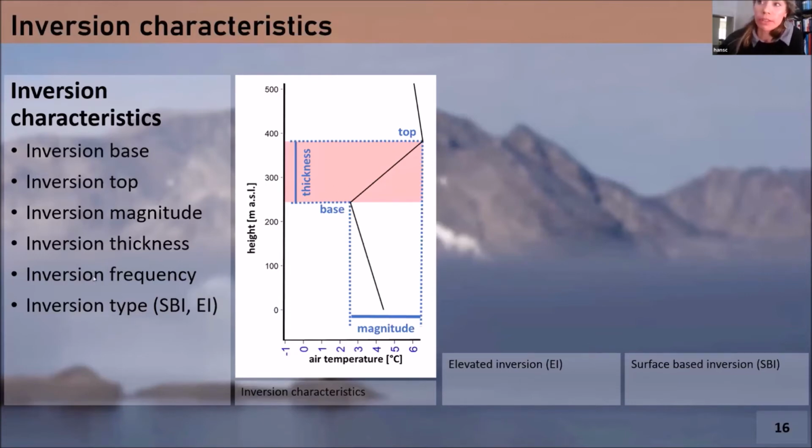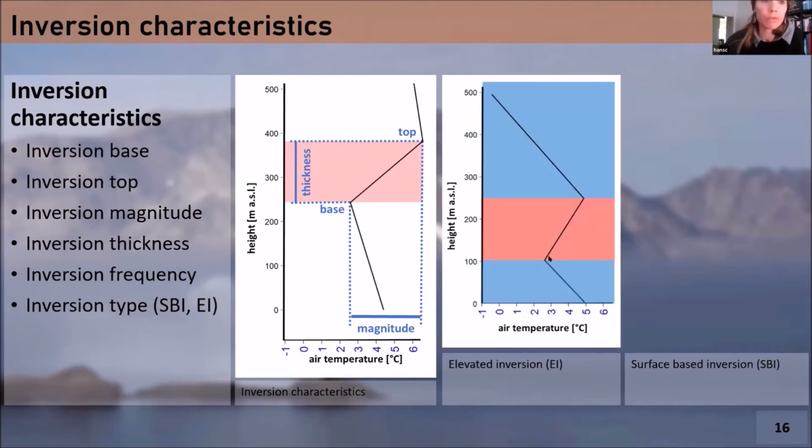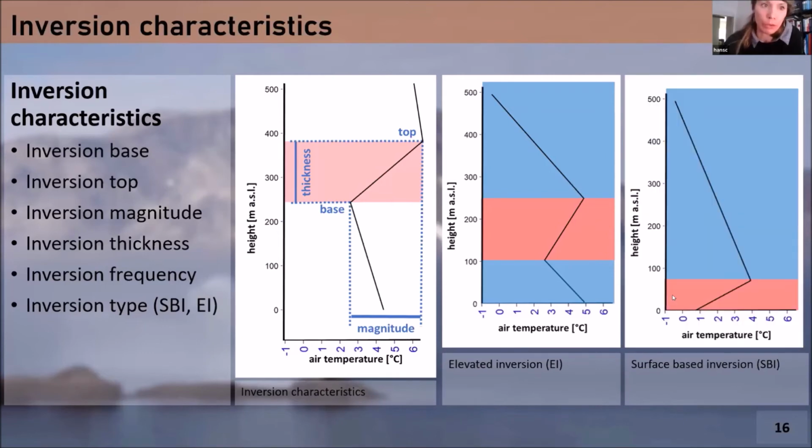We were also interested in the inversion frequency, so how often do we observe inversions? And if so, what type is it? Because there are two types. We have the elevated inversion, where the inversion layer is elevated, as the name says, so first the decrease and then the increase. And we have the surface-based inversion, where we have an increase in temperature already at the surface.